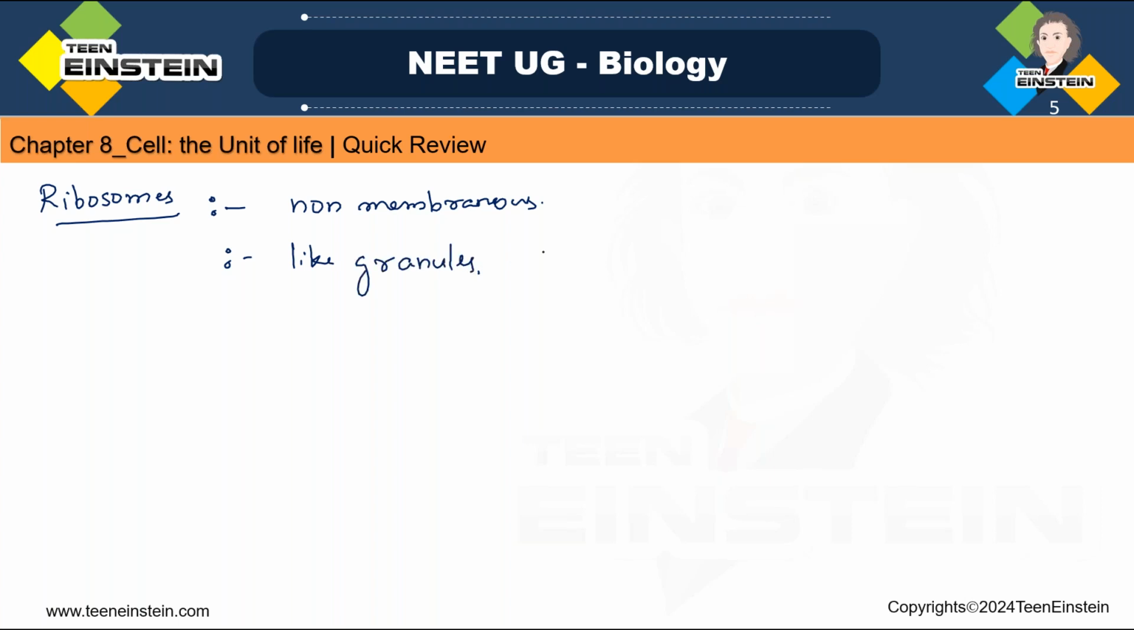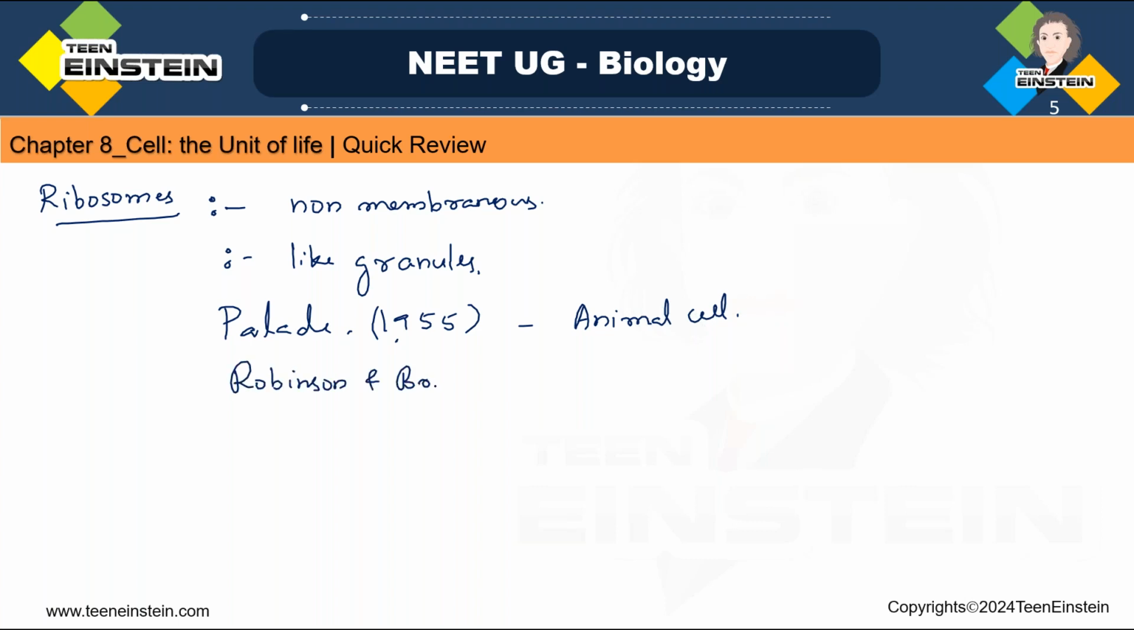And who discovered these ribosomes? Palade. He discovered them in 1955, in which one? In the animal cell. And what about the plant cell? In the plant cell, Robinson and Brown discovered them. Okay.